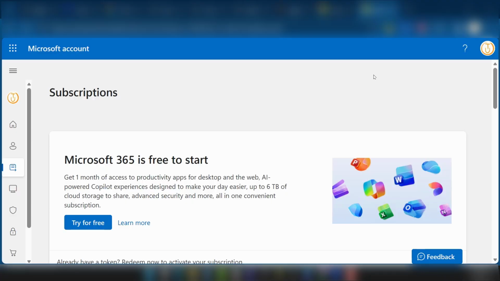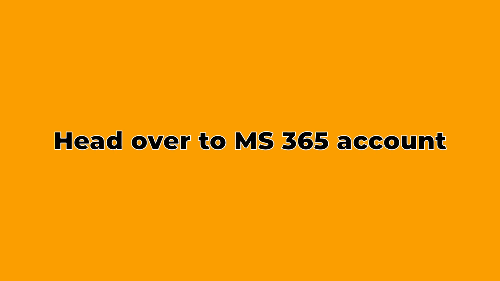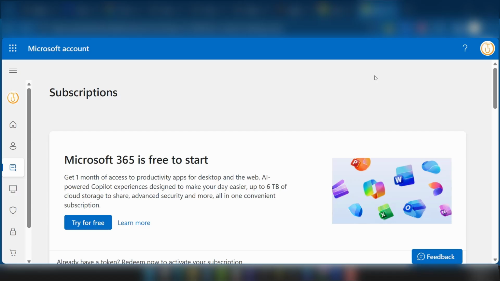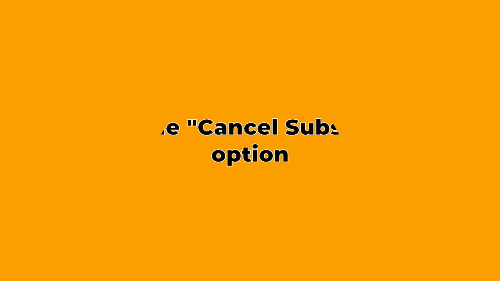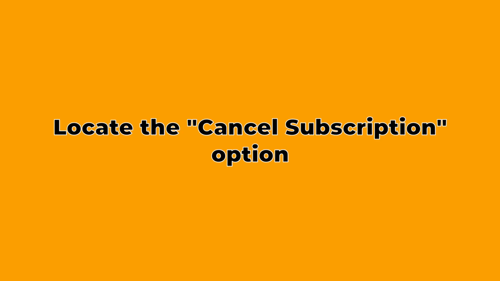In order to do this, you'll need to head over to your Microsoft account, and to make things easy, we have the link in the description for you to click on in order to be taken directly to this page where you can see subscriptions. So once you click on it, it's going to take you to your subscriptions page on your Microsoft 365. And if you have a valid subscription, you see the option to cancel your subscription.